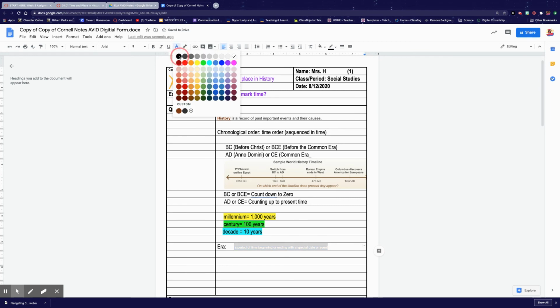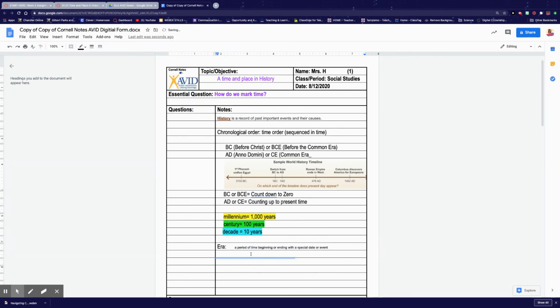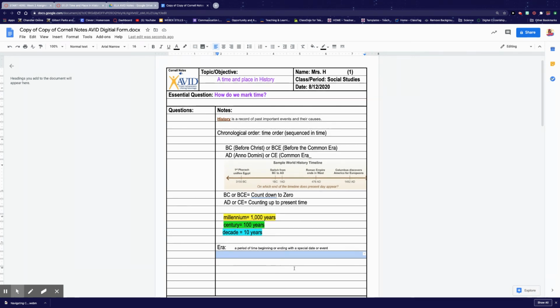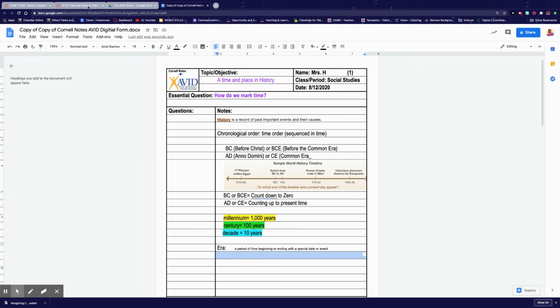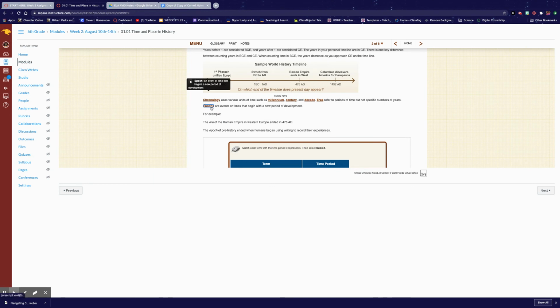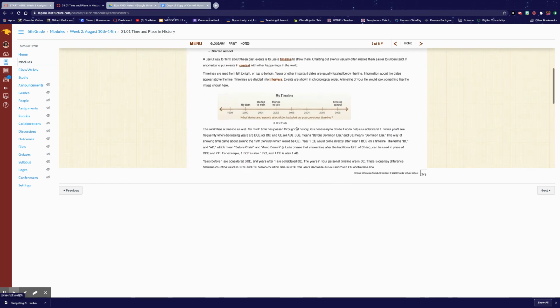There we go. All right, so an era is a period of time beginning or ending with a special date or event. I won't put epochs in there because it doesn't really have a date. It's just when something major happened. It's an event or time that begins a new period of development. So we're dealing with like the Renaissance, but they called it the Renaissance era. So that's a little bit different.